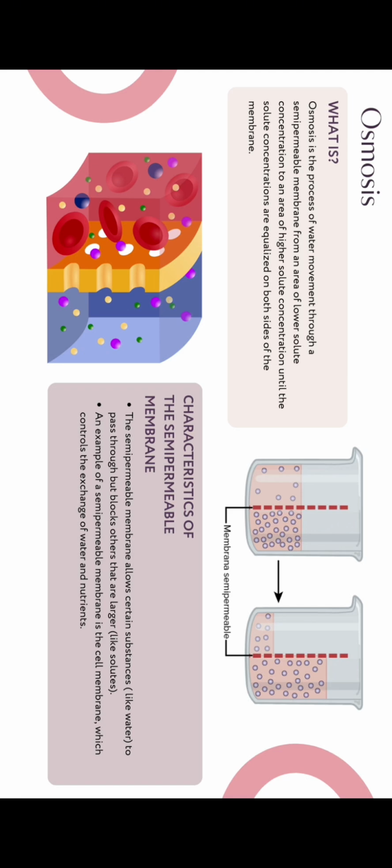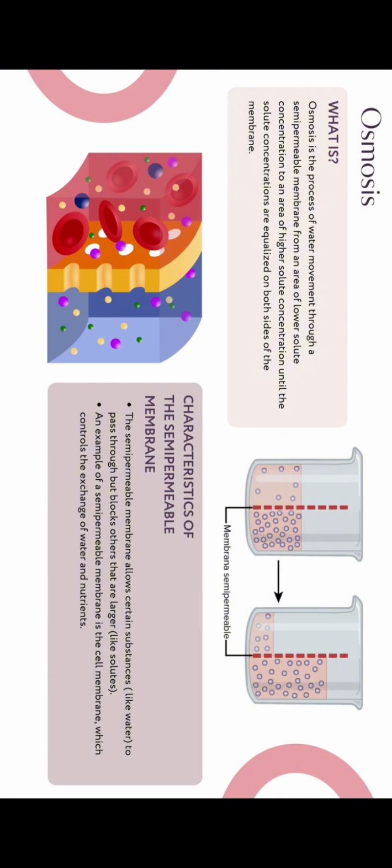Well, in this image, we can see osmosis, which is the movement of water molecules through a semi-permeable membrane. It moves from an area of low solute concentration to an area with high solute concentration, trying to balance both sides. A characteristic of the semi-permeable membrane is that it allows certain substances, like water, to pass through, but blocks others that are larger, like solids.